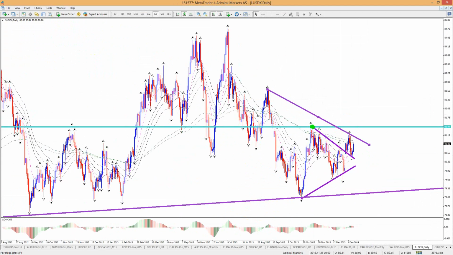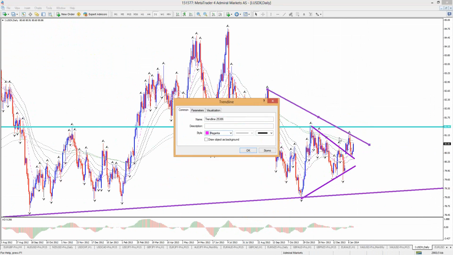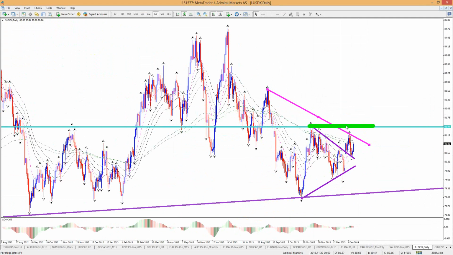But in a way, this could have been a triangle and a break, hook back, and go. If that is indeed a break, pull back, and go, we would eventually break above the next purple line. Let me make that a bit different. Magenta, and above resistance.